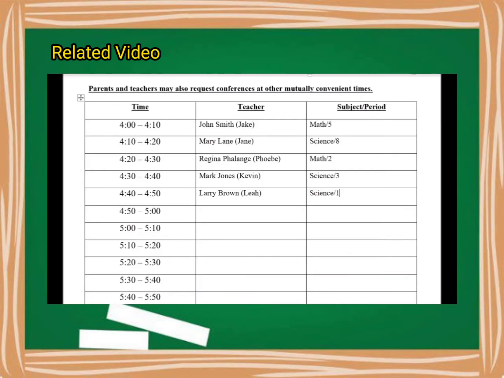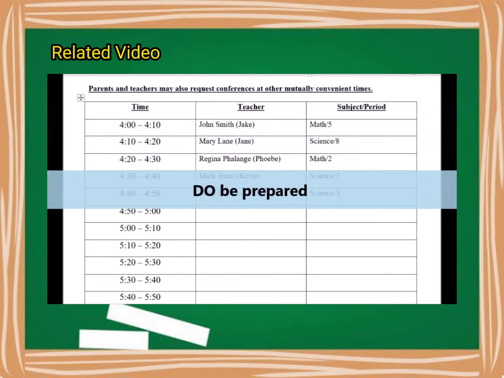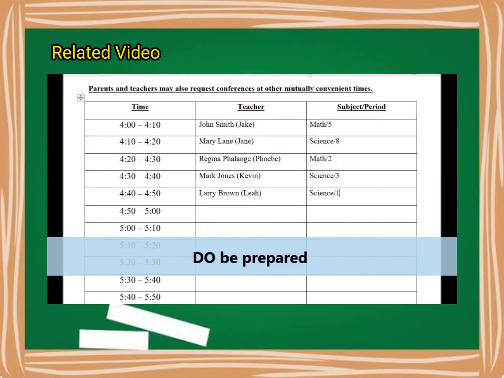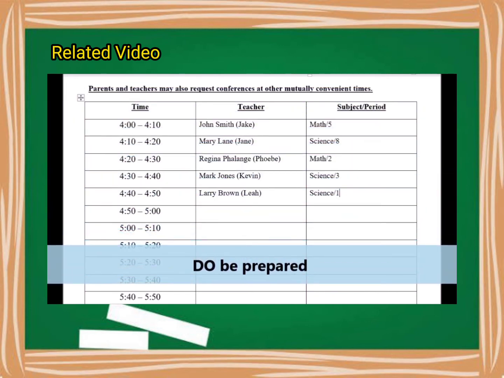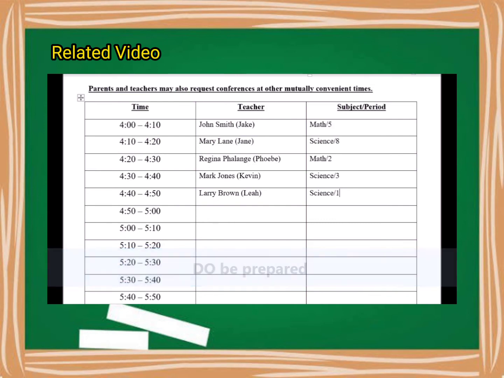You always want to be ready for when a parent has questions. So you want to be as prepared as possible. Have the assignments that they are missing, have what their current grade is, and you always want to make sure that you note next to the parent's name that has signed up what their student's name is as well.